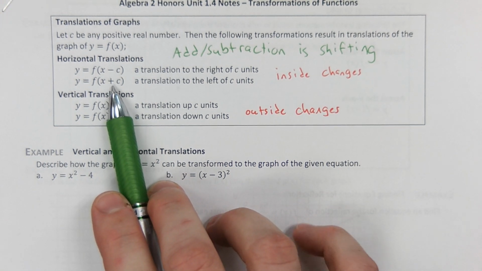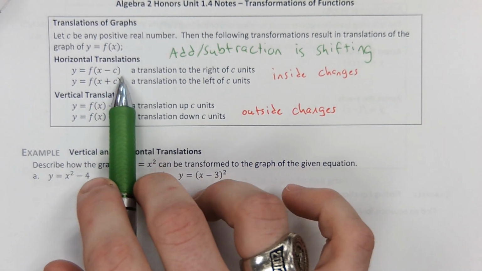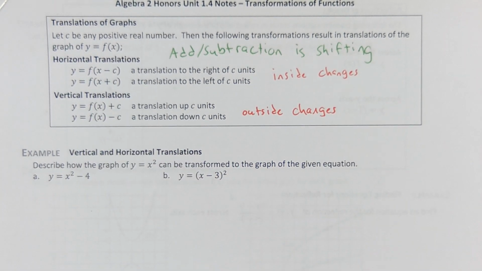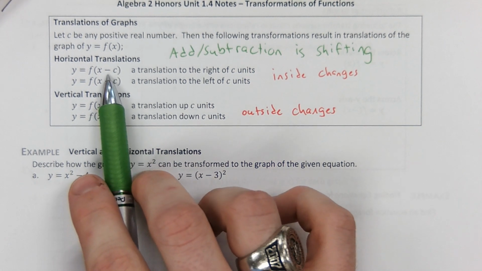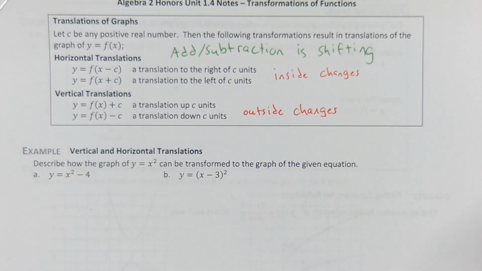These are inside changes. Inside changes are you directly affecting the x values. They're changing the x's. The x-axis is horizontal. So anytime you make a change on the inside of the function notation, this is a horizontal transformation. Okay. But unfortunately, these things do the exact opposite of what they look like they do.